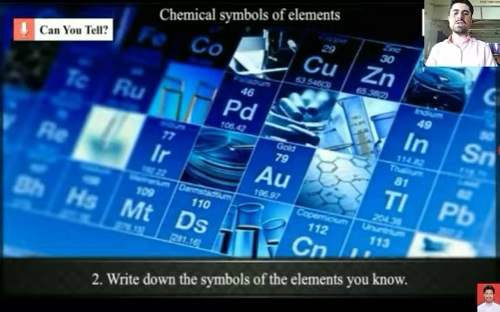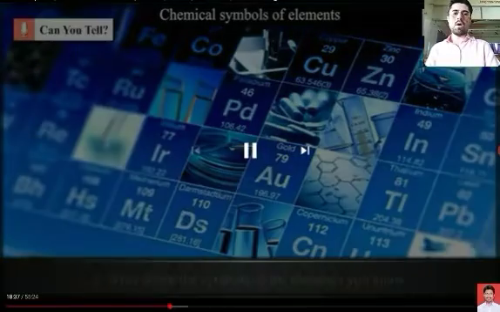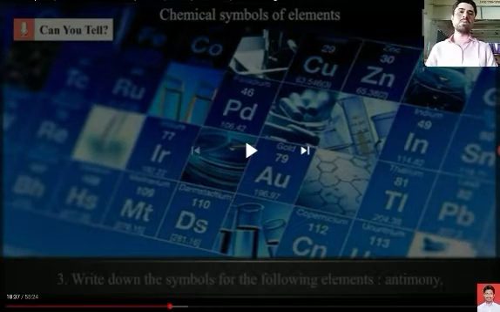Our second question is, write down the symbols of elements you know. All of us are familiar with some basic elements such as hydrogen, which has symbol H, sodium, which has symbol Na, oxygen, which has symbol O, and so on. We know many more elements with their symbols.